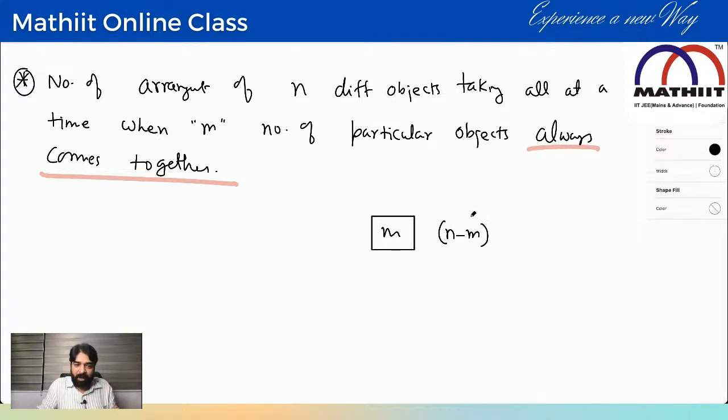This is the one object, this is the n minus m objects. The total number of objects will be n minus m objects plus one box, that is n minus m plus 1. This arrangement first, and then I will do the internal arrangement of this box, m factorial. This will be the answer. So simple. Am I right?